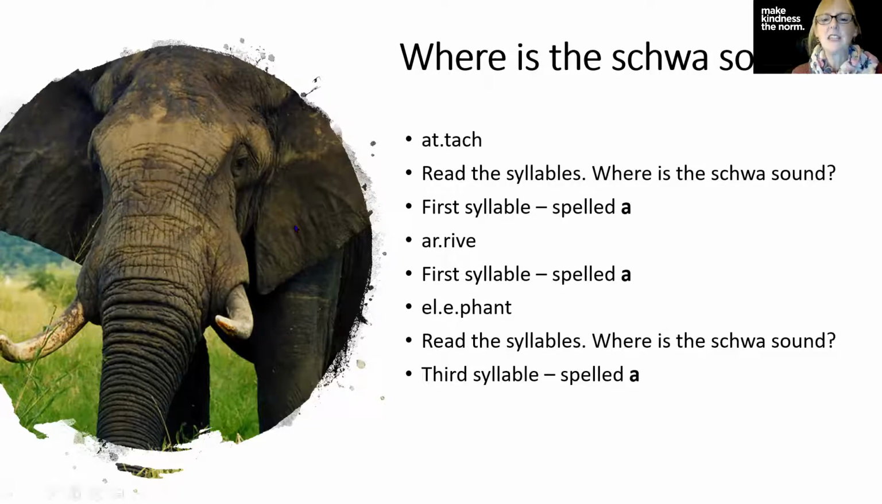So we can actually hear a schwa both in the second syllable and in the third syllable. In the third syllable, it's spelled like an A, and in the second syllable, it's spelled with an E. Some people say elephant. Some people say elephant. I say elephant. I say it with the schwa.